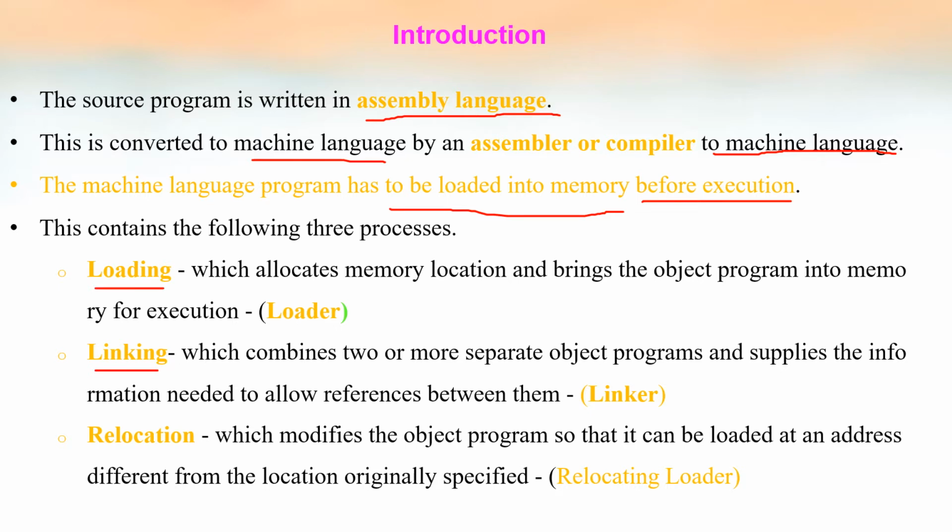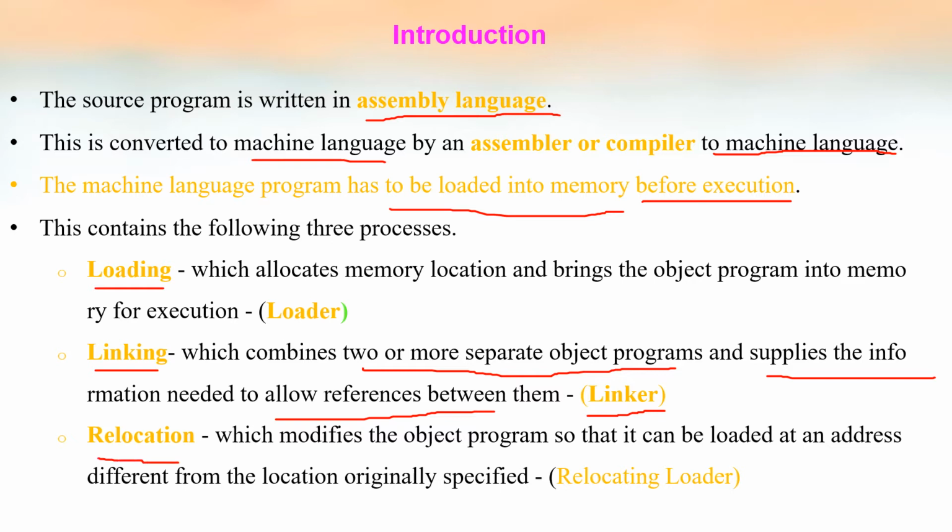Sometimes different parts of the programs will be loaded into different memory locations. For example, if we are using different functions or subroutines, they can be at different places. So they have to be linked together. There should be a connection between these parts of the program. Linking combines two or more separate object programs and supplies the information needed to allow linkage or reference between them. Such software is called a linker. So the linker provides this linking capability. Mostly the loader and linker are combined, with both the loading function and the linking function.